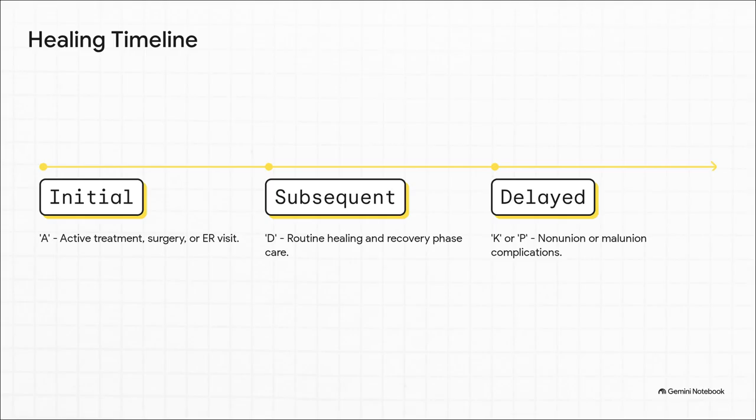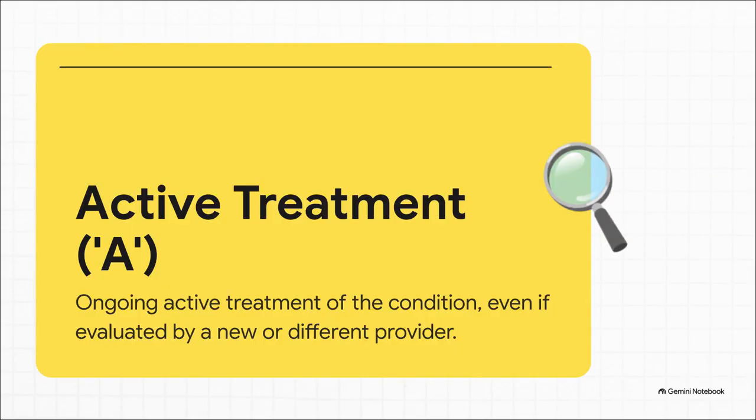There's a really critical nuance here that catches a lot of people off guard. The A character for the initial encounter is assigned as long as the patient is receiving active treatment for the condition. Listen closely to this part. This applies even if a brand new provider is stepping in for the very first time to help. For example, if the ER doc evaluates the break and puts a splint on, that is an A. When the patient goes to the orthopedic surgeon the very next day for a surgical repair, that encounter is still coded with an A. It's not about whether it's the provider's first time seeing the patient. It is entirely about whether the patient is still actively being treated for the acute phase of that fracture.